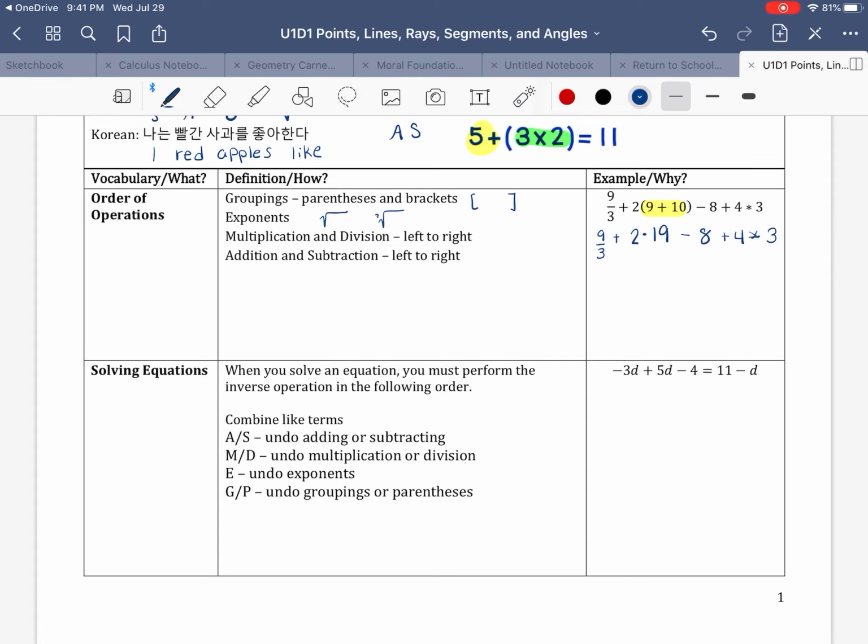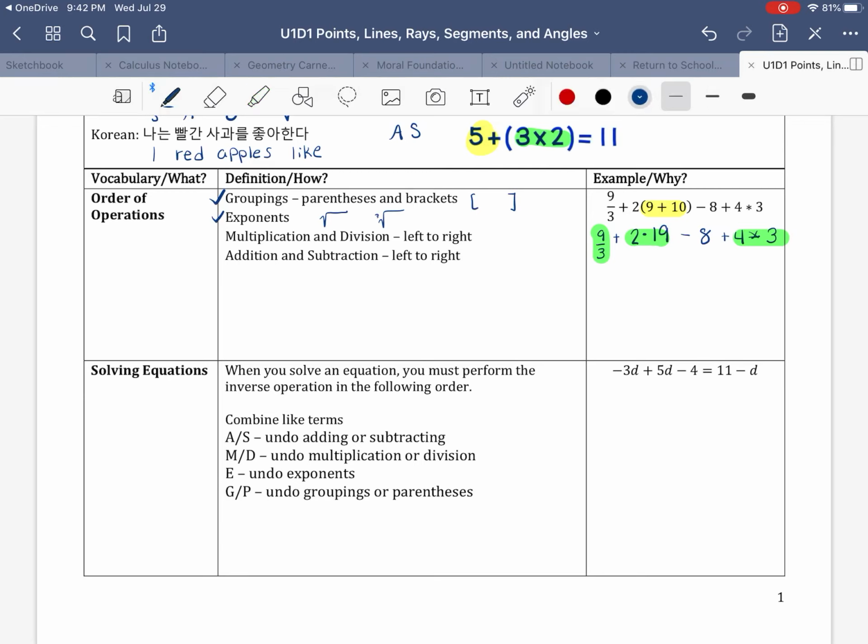All right. So groupings, check. I don't see any exponents. I don't see any of these small numbers that are higher up. I don't see any square roots, things like that. So I'm going to move on. I do see multiplication and division. So like we said before, that fraction is a form of division. This is multiplication, and then the 4 times 3 is also multiplication.